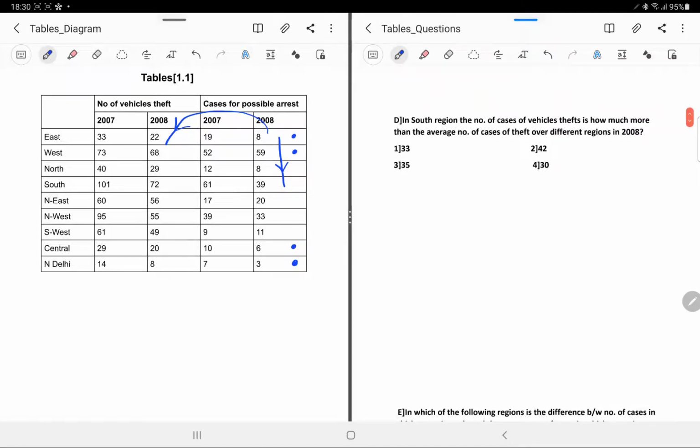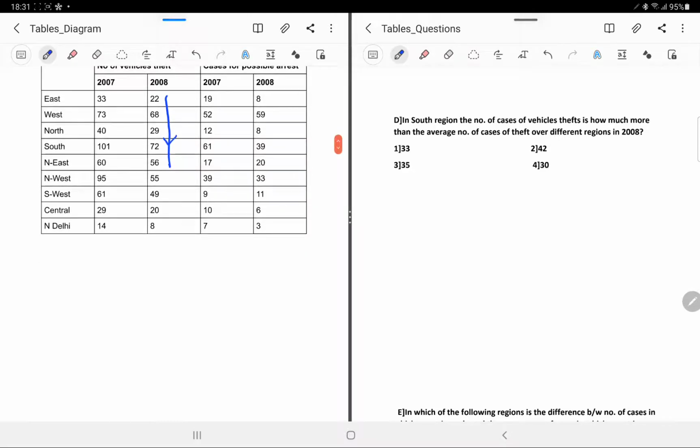Now, let's solve the next part. In South region, the number of the cases of vehicle theft is how much more than the average number of the cases of theft over different regions in 2008? So they are talking about this column. Okay, let's try to compute the average of this.